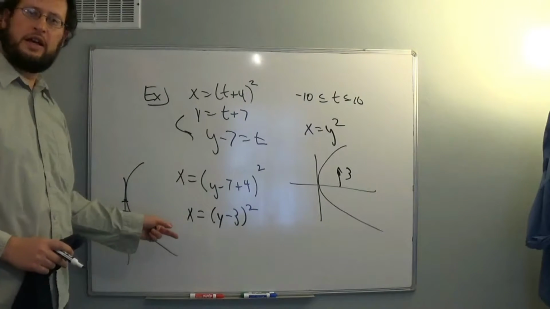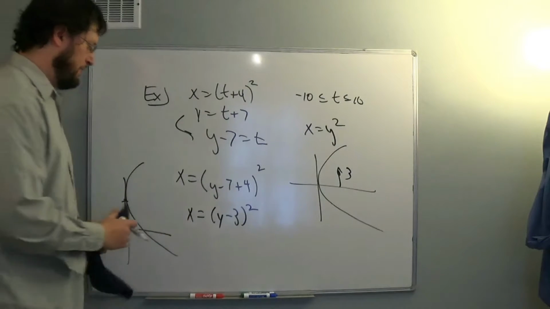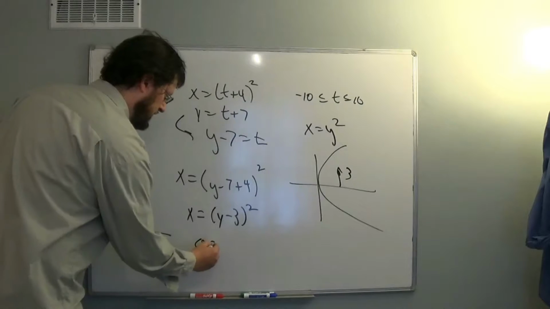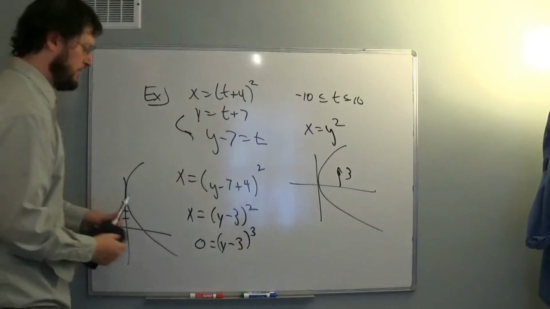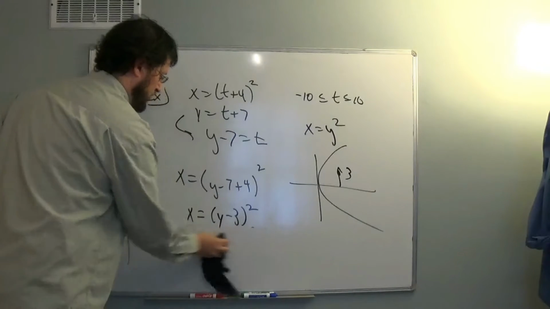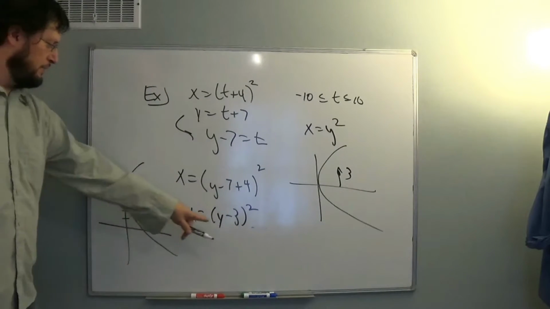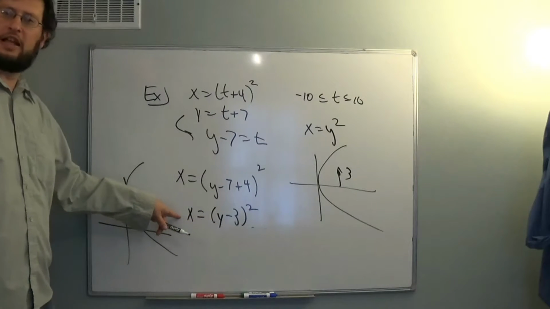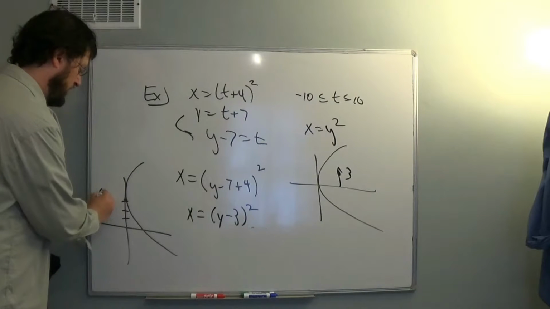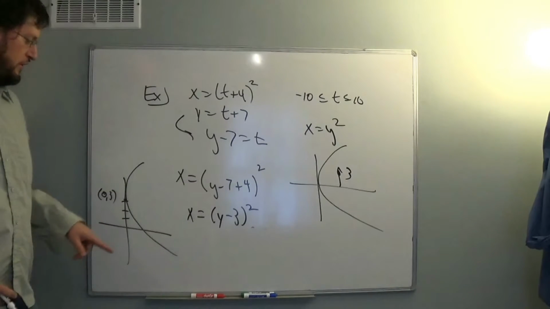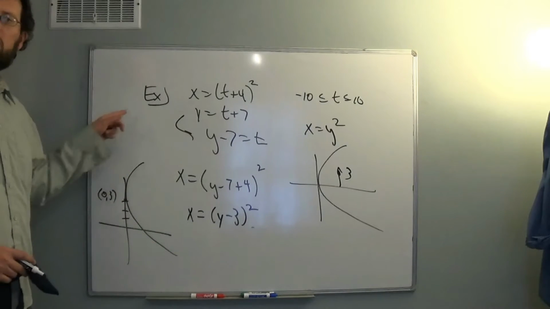Notice that if I plug 0 in for x, well, let's think about it a little bit differently. If I plug 3 in for y, then I'm going to get 0 squared, so that says that x is equal to 0. So that's why this actually does work. This is the point (0, 3). Putting 3 in for y gets x equal to 0. So this is our curve.